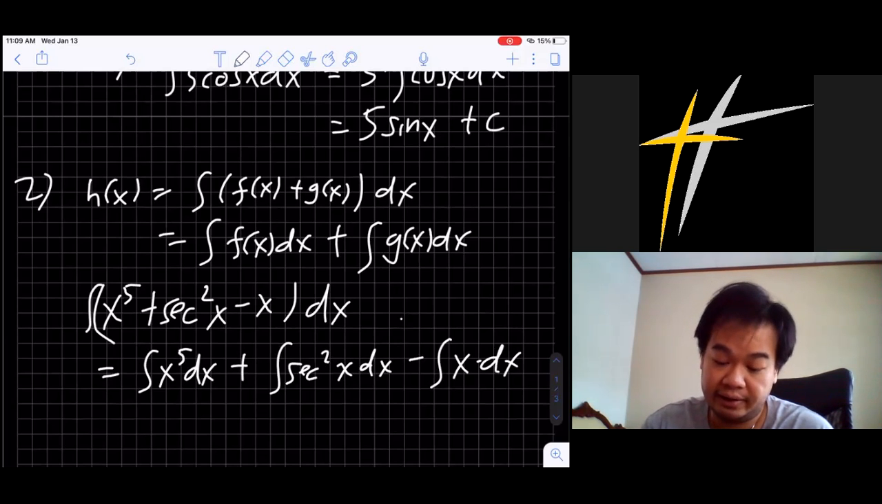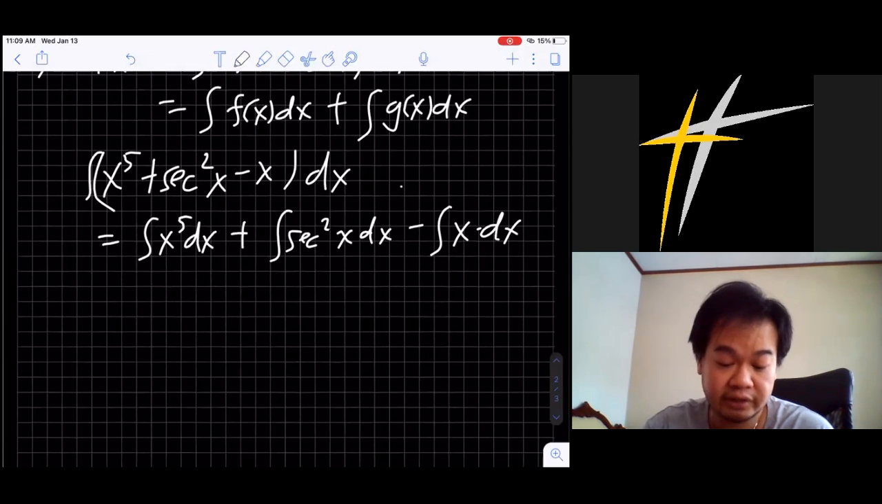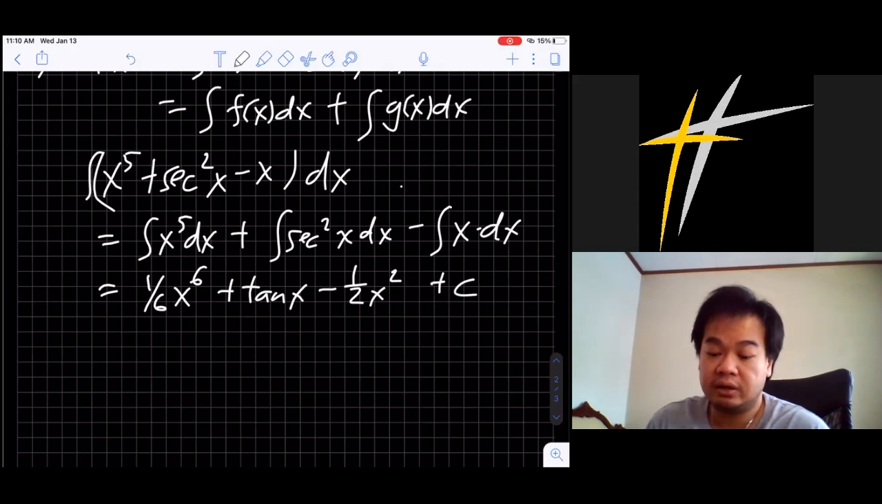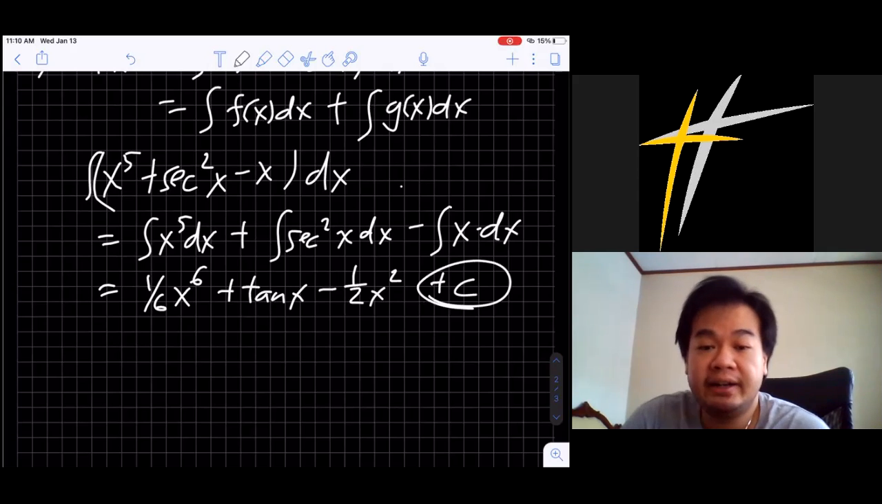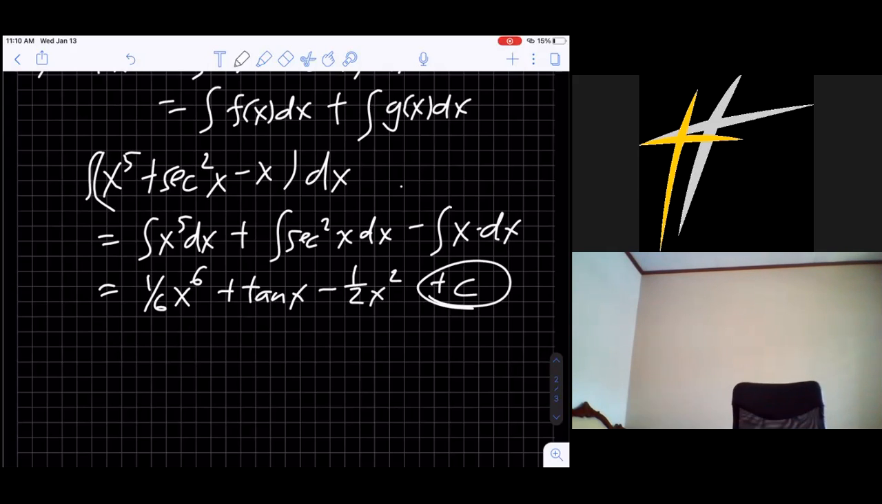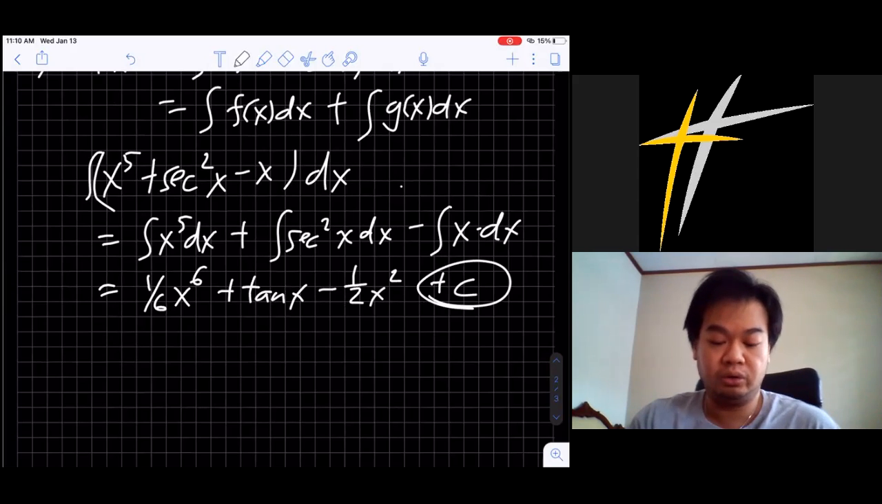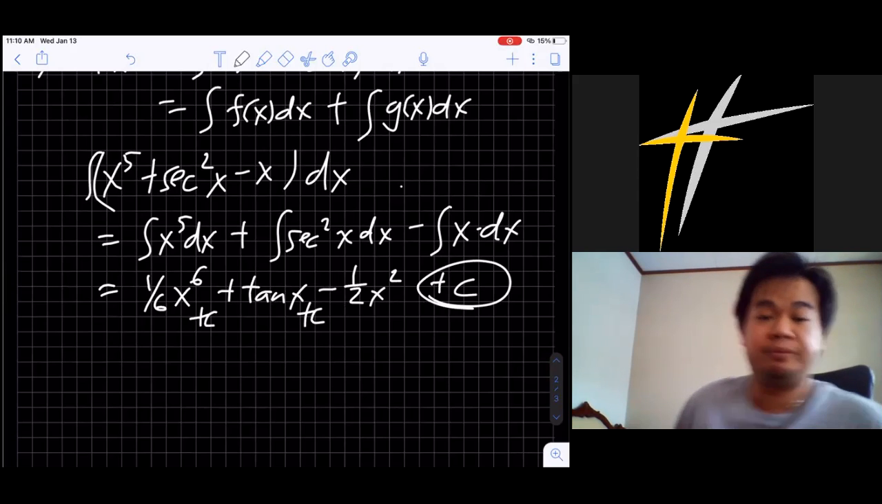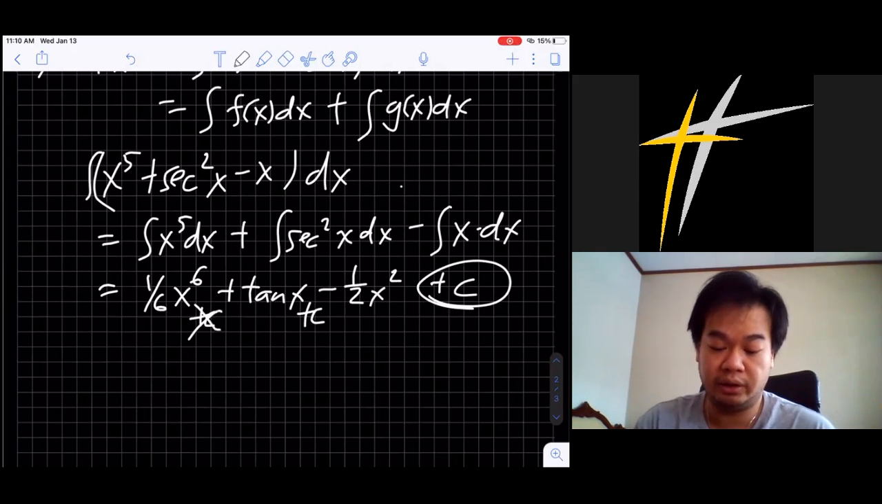Then you find the antiderivative of each of these expressions, and you get 1 over 6 x power 6 plus tangent x minus half x squared, and don't forget the plus c. The plus c can be combined until you get the final answer. So you don't need to write plus c multiple times. Just do it once when you get the final answer.